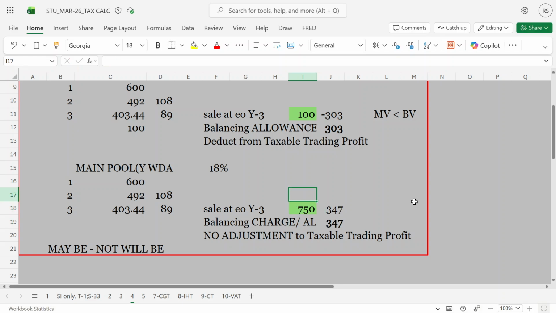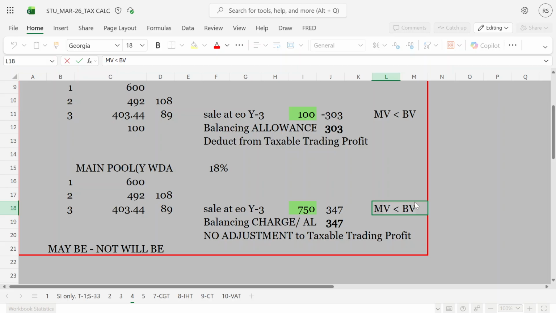Now what do you find? Your book value was 403, but you sell the asset and it gets, that means market value is 750. So here's a case where market value is not less than, but more than book value. Market value is more than book value.